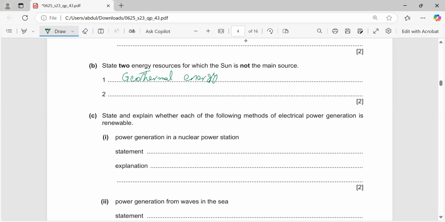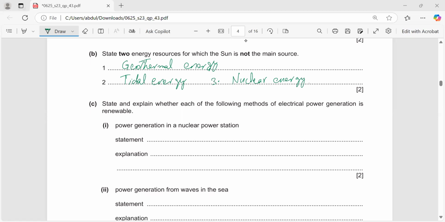Number 2 is tidal, which is due to the tidal and wave. Tidal energy is due to the pull of the moon. Sun has to do nothing. They did not ask for a third one, but I would like to write it there. The third one is nuclear energy. So these are the 3 sources of energy which do not depend upon the sun.